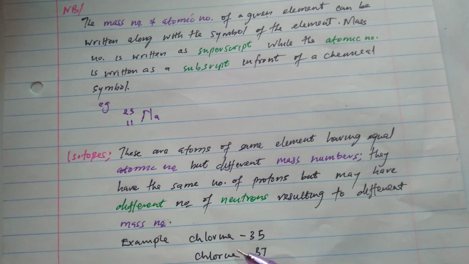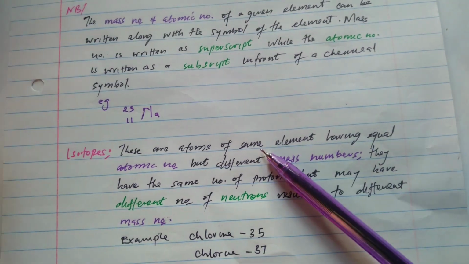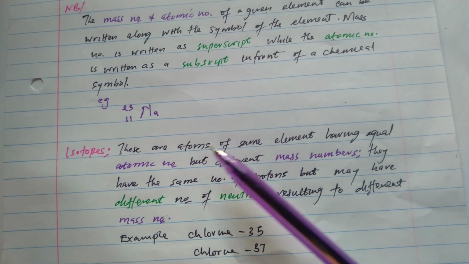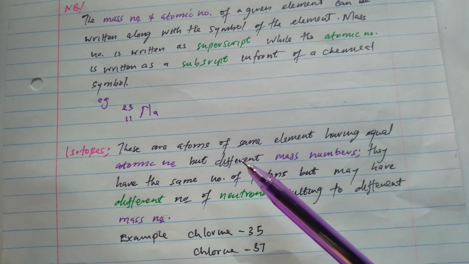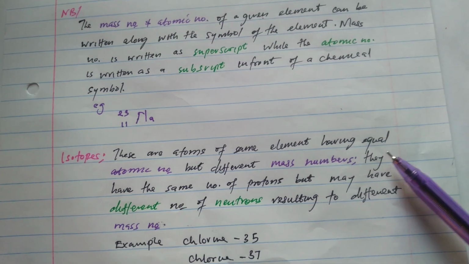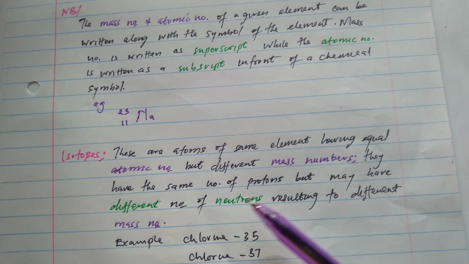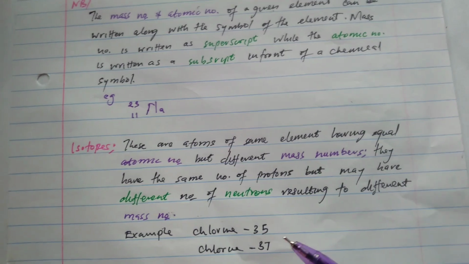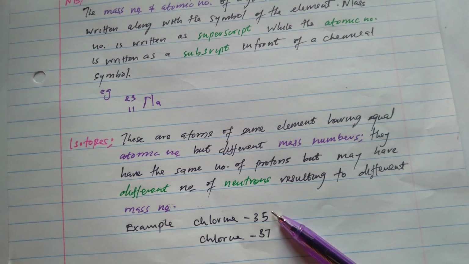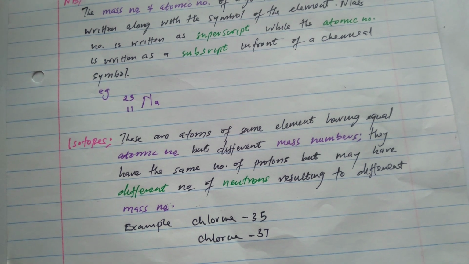And then the last one is the isotope. These are atoms of the same element having equal atomic number but different mass numbers. They have the same number of protons but different numbers of neutrons, resulting in different mass numbers. A good example is chlorine, which has a 35 isotope and a 37 isotope. So it only has 2 isotopes.